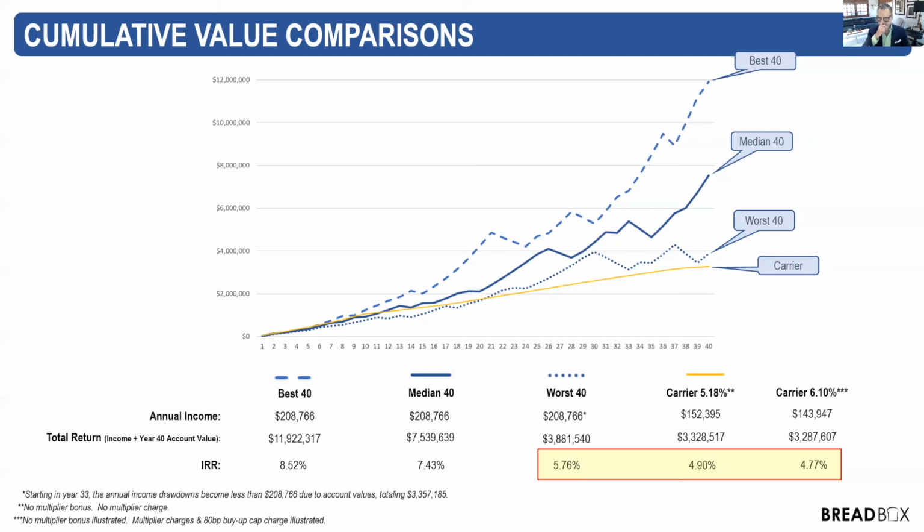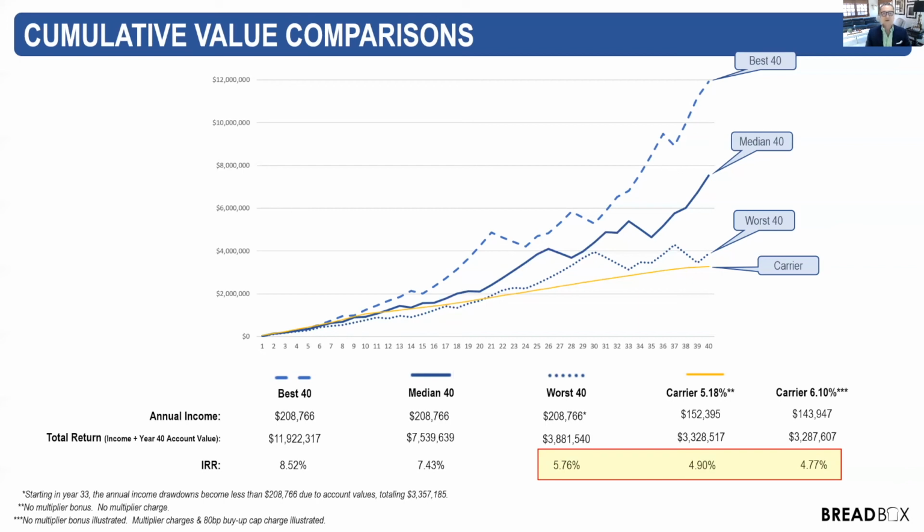The worst 40 in the hypothetical synthetic asset showed a 0% floor, a 10.5% cap, and an 80 basis point asset-based charge to get the higher cap. It showed a multiplier charge to get the multiplier. And in the worst 40-year period of the 121 different ones we ran, it produced a net IRR of 5.76%.